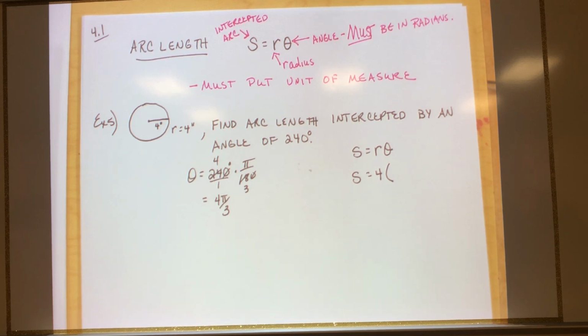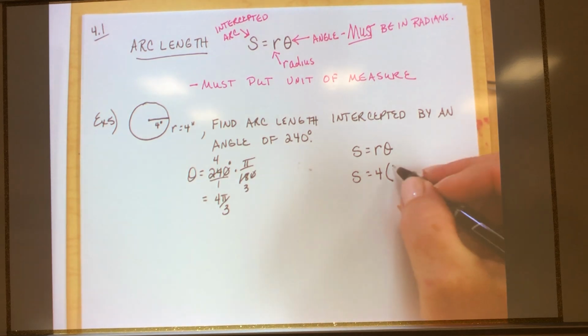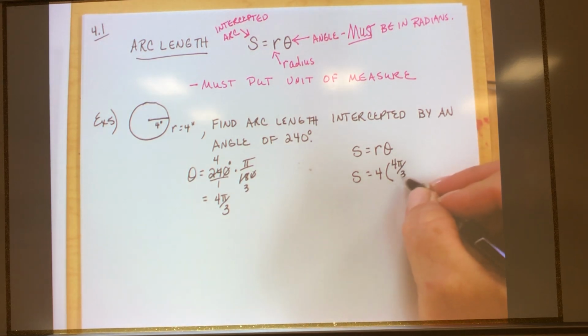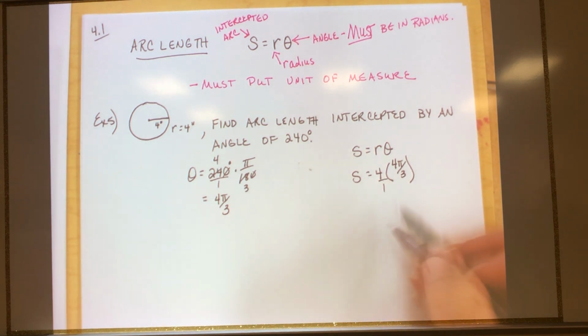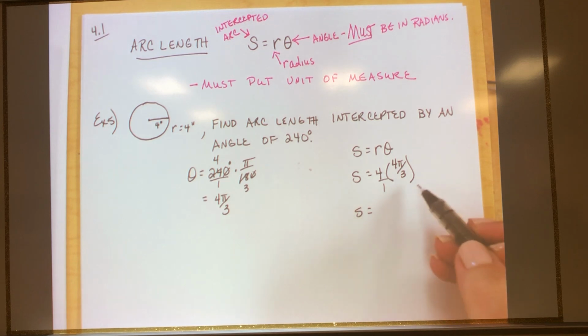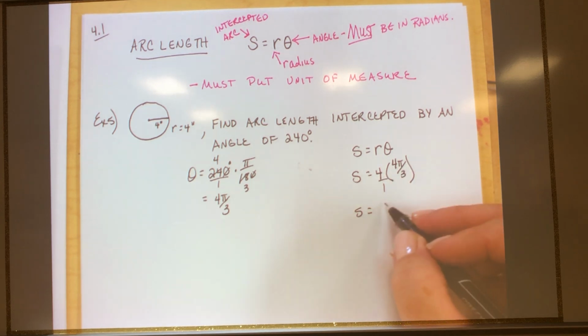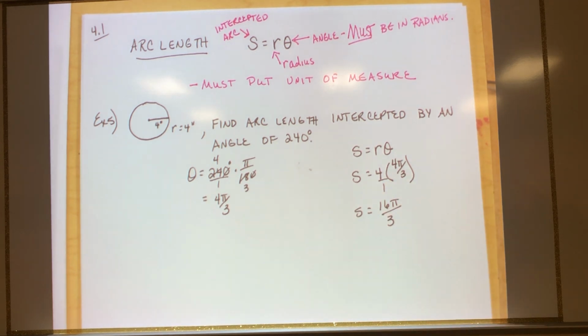All right, everybody okay so far? Okay, so now I'm gonna plug it in right here. Okay, this is a fraction. How do you multiply fractions? Top times top, bottom times bottom. What's 4 times 4 pi? 16 pi. Bottom times bottom, 3. So there's my answer. 16 pi over 3, what? Inches.